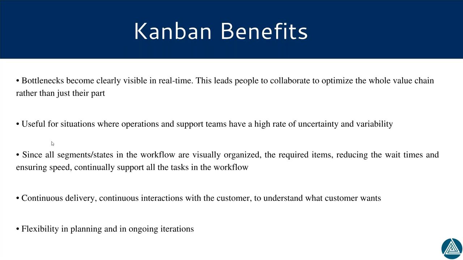Then we have useful situations where operations and support teams have a high rate of uncertainty and variability. I think this is one of the biggest benefits of Kanban, because if we are working on specific projects related to developing modules or functionalities, we will use Scrum. But if we are working on maintenance projects, they are changing a lot. Prioritization is always changing. So we have a lot of uncertainty and variability. And with this, using Kanban allows the team to keep moving those priorities in one iteration or in one sprint.